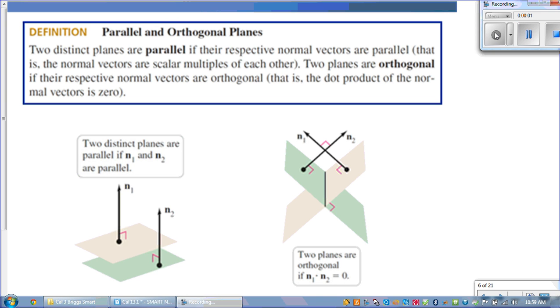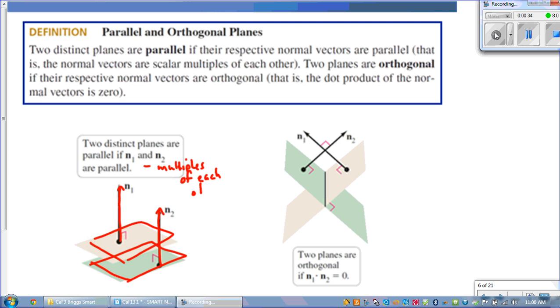Now let's look at parallel and orthogonal planes. Two planes are parallel if their normal vectors are parallel. So if you look at two vectors here that are parallel to each other, take their normal vectors, they will also be parallel to each other. So if their normal vectors are parallel, that means that they're multiples of each other. Remember, two vectors are parallel if one's a multiple of the other. That means n1 would equal some number k times n2.